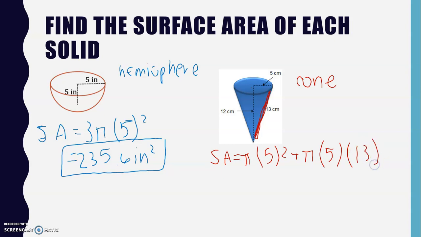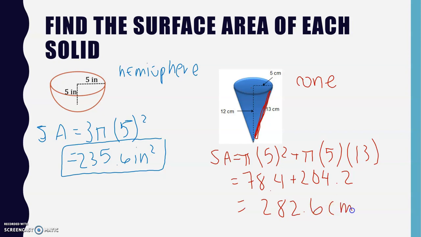Once again, I'm going to split it apart when I multiply them together. So the first half, pi r squared, you get 78.4. And then the second half, you get 204.2. Lastly, I'm going to add them together. So 282.6. And this one is centimeters squared.